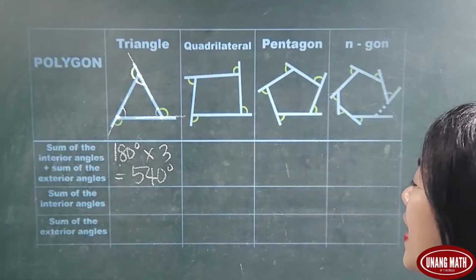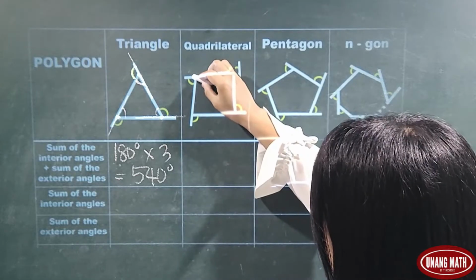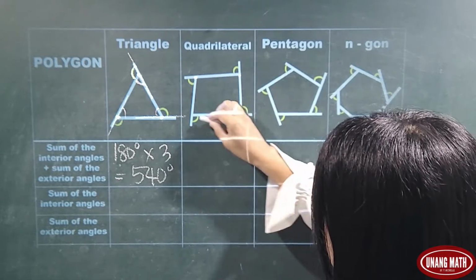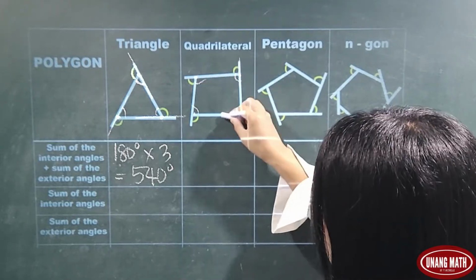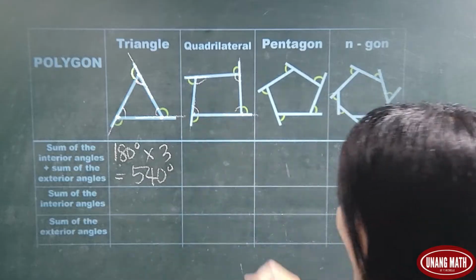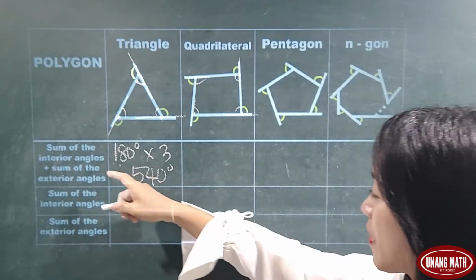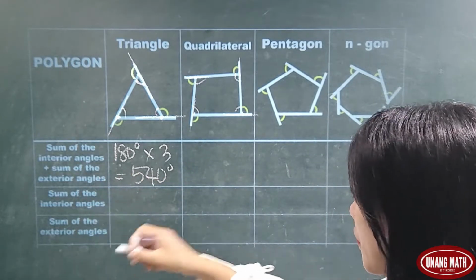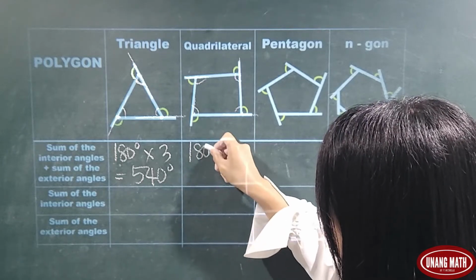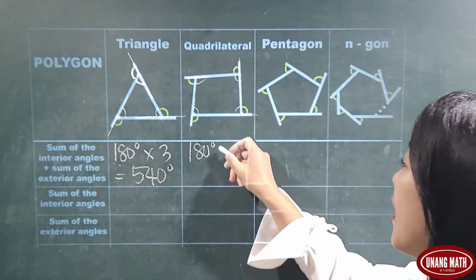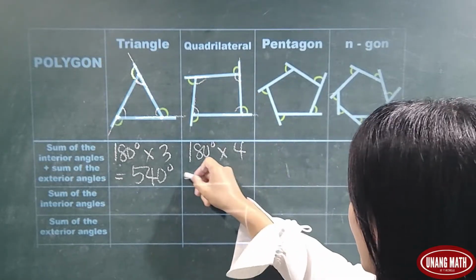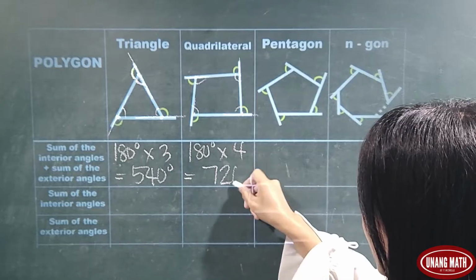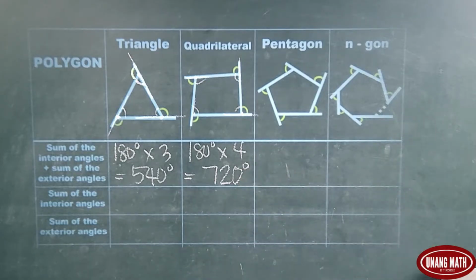Okay, what about quadrilateral? Quadrilateral has 4 vertices. So that means there are 4 straight angles. So to find the sum of the interior angles plus the sum of the exterior angles, 180 degrees for one straight angle times 4 straight angles is equal to 720 degrees.